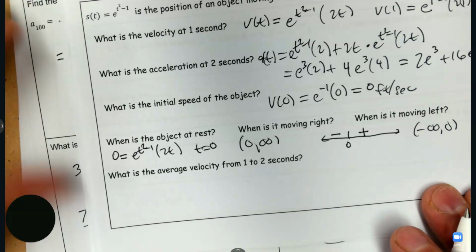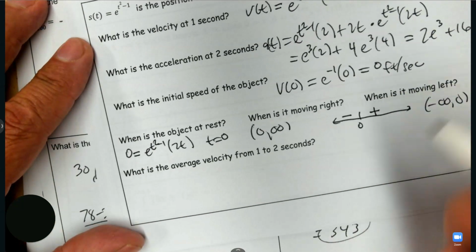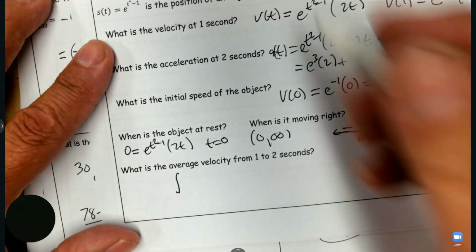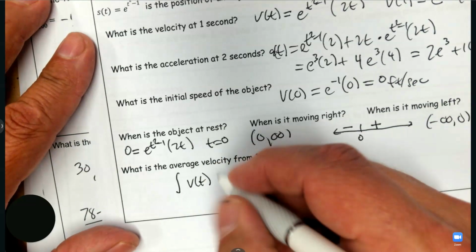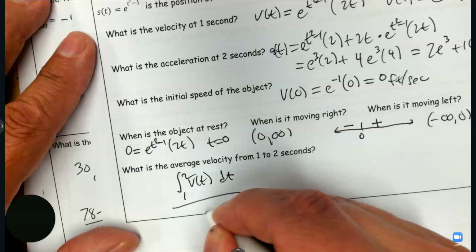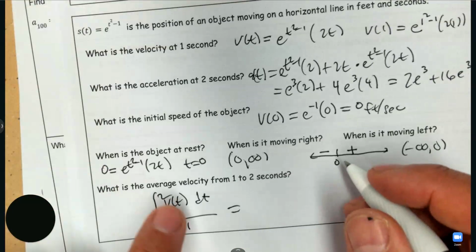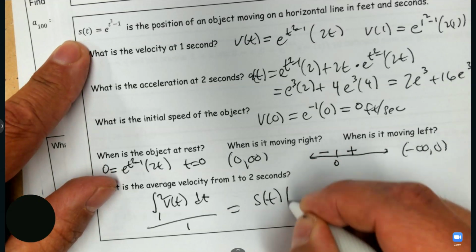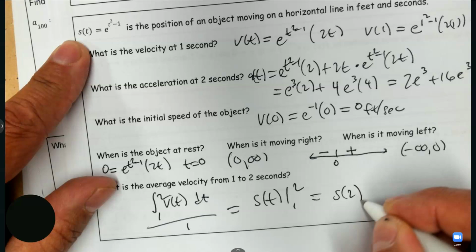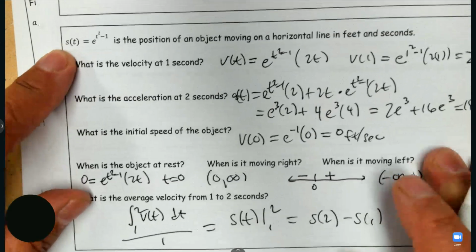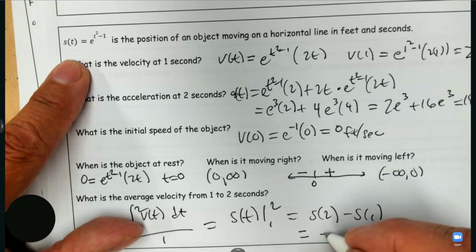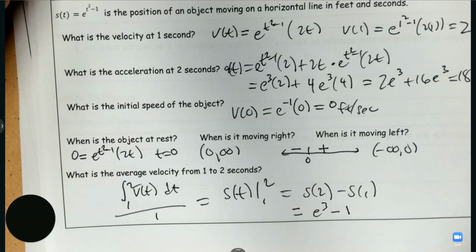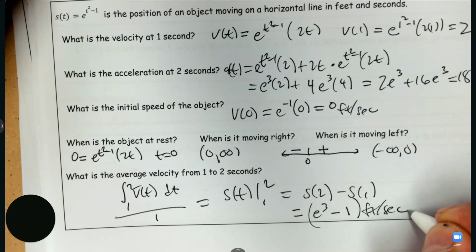The average velocity from 1 to 2 seconds is, we integrate the velocity. Now when you integrate the velocity from 1 to 2 divided by the difference of the bounds, the integration of velocity is the position. So it ends up being just the position from 1 to 2 divided by 1. So in other words, we're going to plug in 2, subtract plug in 1. If I plug in 2, the answer is e to the 3. If I plug in 1, the answer is 1. And so the average velocity is e to the 3 minus 1, and that's feet per second.